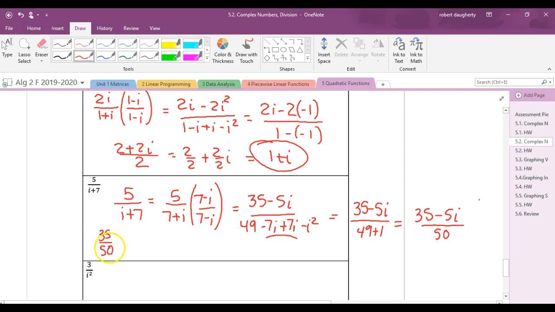So this is 35 over 50 minus 5 over 50 i. So this is 7/10 minus 1/10 i.